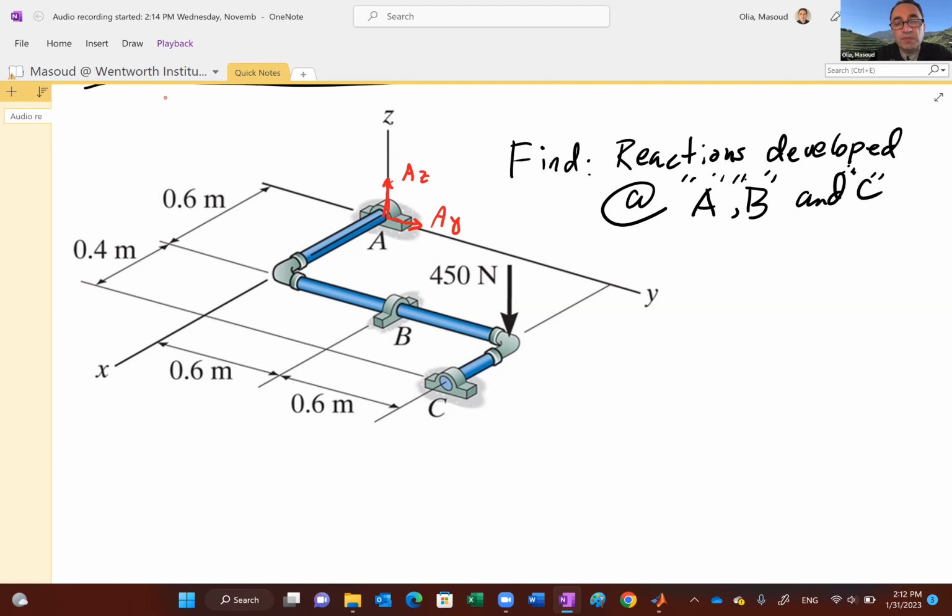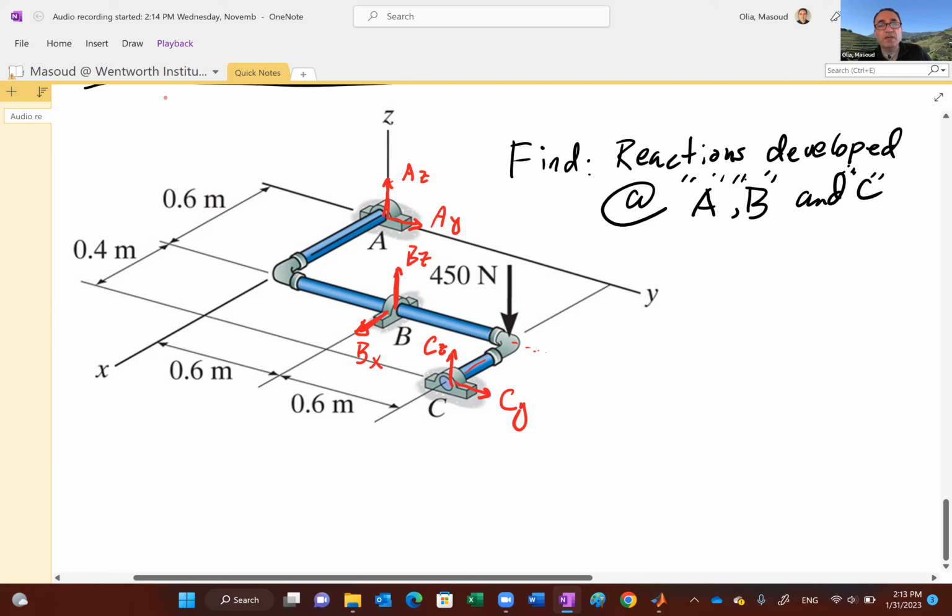What about B? Notice that the pipe going through this bearing at B is free to move along what? Along the y-axis. You see that? So that leaves us what? A reaction in the x direction and a reaction in the z direction. I call it Bx and Bz. And then finally, at C, notice that the pipe can move potentially along the x-axis, right, along this direction. So therefore, we are left with what? A reaction in the y, I call it Cy, and then a reaction in the z. And this, by the way, will give us 6 unknowns here. Each bearing, each support is going to give us 2 unknowns.